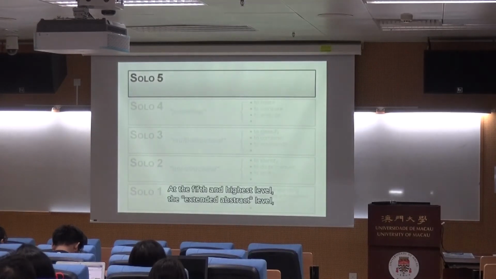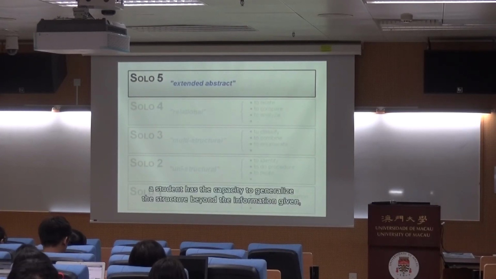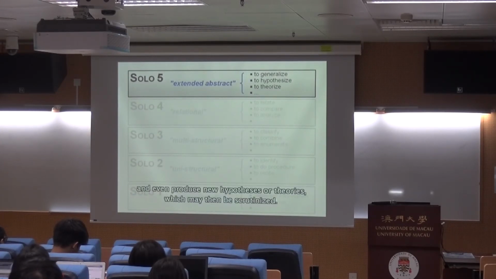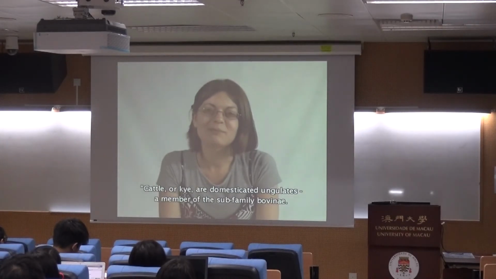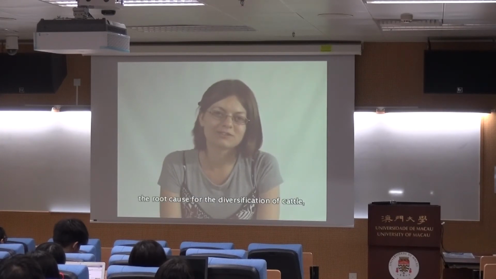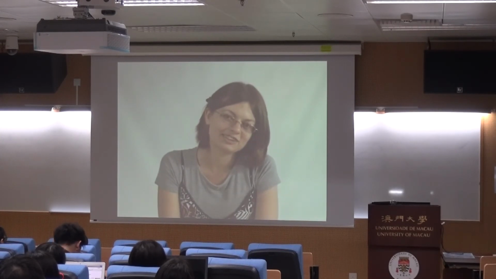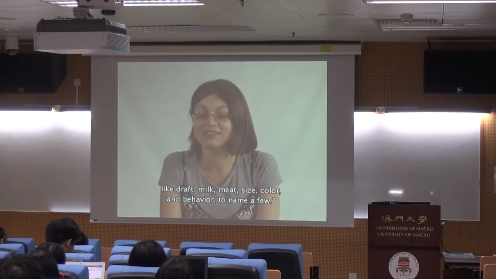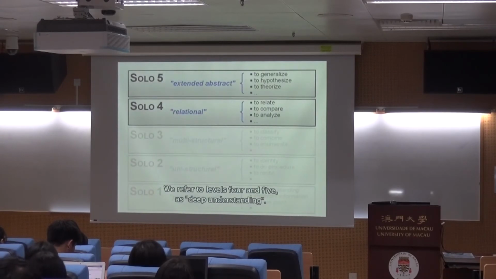At the 5th and highest level, the extended abstract level, a student has the capacity to generalize the structure beyond the information given, and even produce new hypotheses or theories which may then be scrutinized. Cattle, or kine, are domesticated ungulates, a member of the subfamily Bovinae, and it seems to me that humans must have been the root cause for the diversification of cattle, because they were selected for different genetic characteristics like draft, milk, meat, size, color, and behavior, to name a few. We refer to levels 4 and 5 as deep understanding.